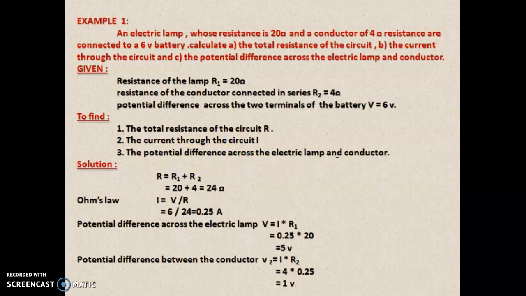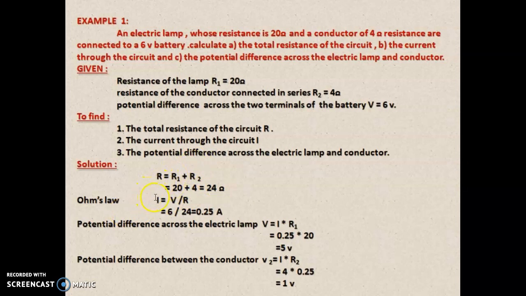First, when resistances are connected in series, you know that the total resistance is equal to R1 plus R2. Here R1 and R2 are given, so 20 plus 4 gives 24 ohms. So first we have found the total resistance of the circuit is 24 ohms. Next we are going to find the current through the circuit.